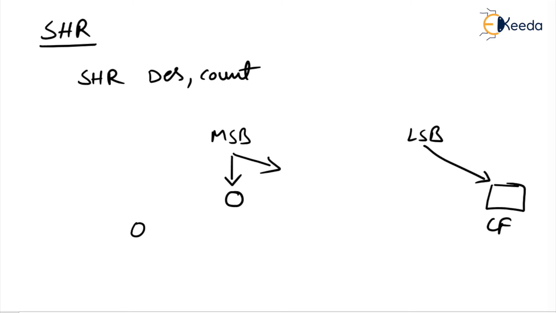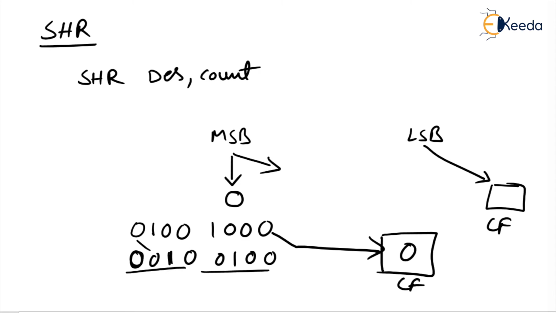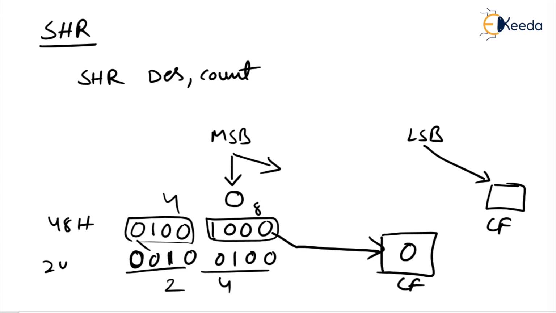Right? Suppose let us consider an example. Now perform the shift right operation. So 0 here, then 1 0 0 1 0 and 0. This last bit goes to the carry flag, which is 0. What about the MSB? MSB put 0. Initially what is the number? 0 1 0 0 means 4 and this is 8. Now after performing shift right, what is the result? 2 4. So before it is 48H, now it is 24H.